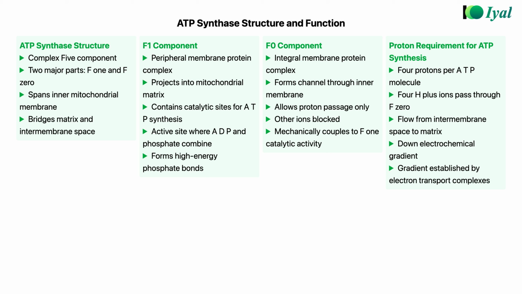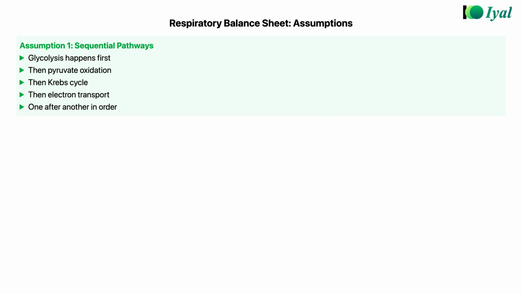This downhill flow is the energy. Electron transport complexes pump protons out, making a high concentration in the intermembrane space. Then protons flow back in through F0, and this flow drives ATP synthase. Very efficient, very elegant. Okay, so to calculate ATP yield, we must assume certain things.